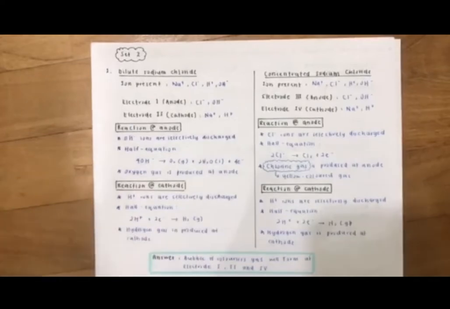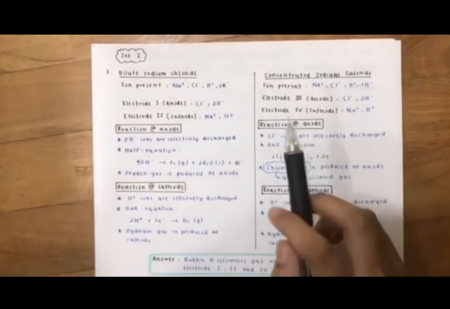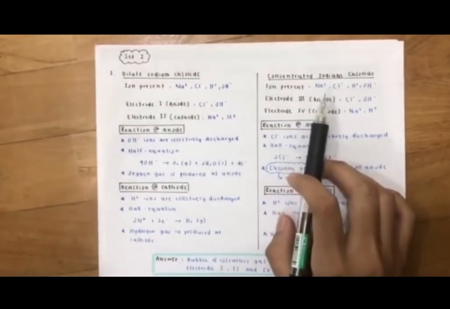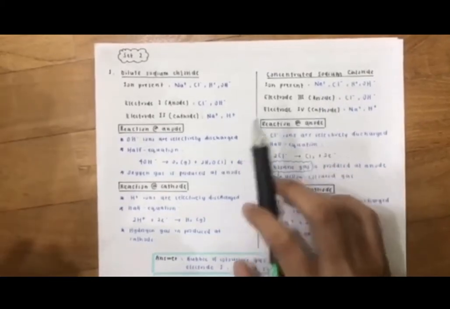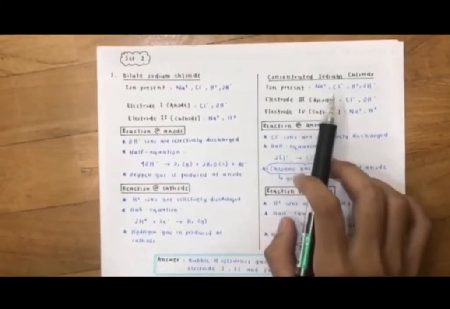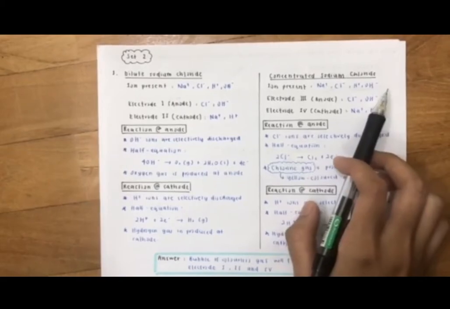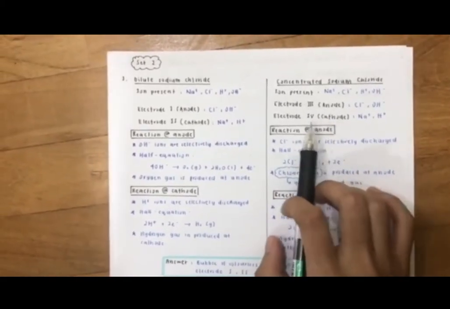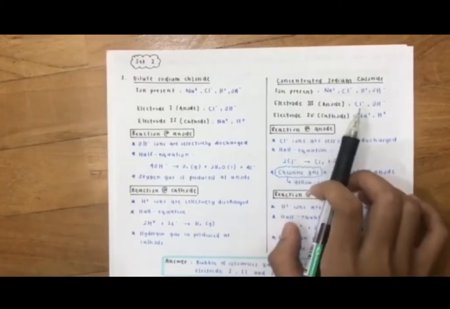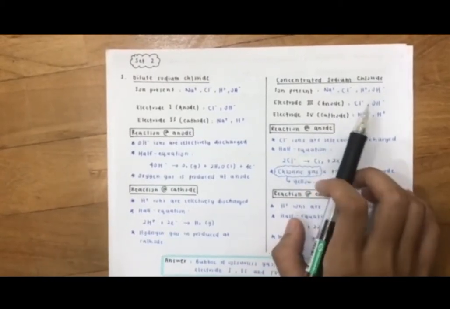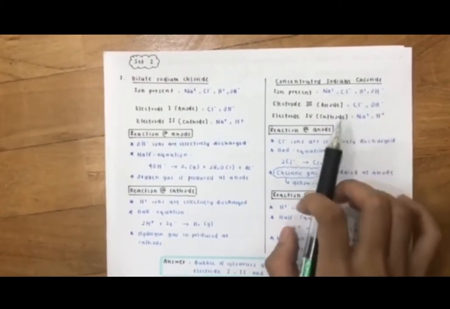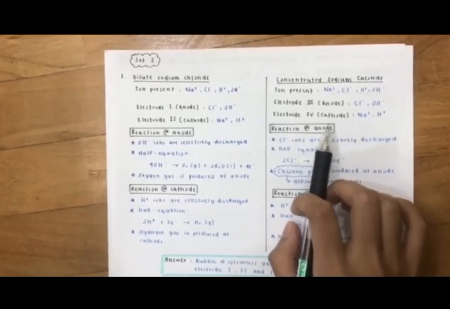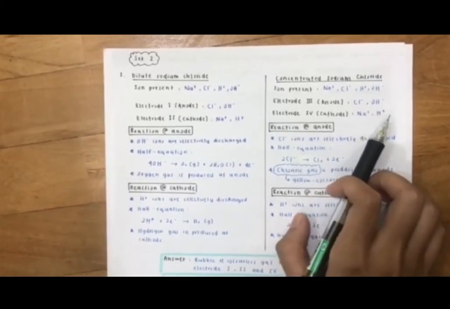Next, we'll go to concentrated sodium chloride. The ions present in concentrated sodium chloride are the same as in dilute, which are Na+, Cl-, H+, and OH-. And then the anode is electrode 3 and the cathode is electrode 4. And the ions that are attracted to the anode are Cl- and OH-. Ions that are attracted to the cathode are Na+ and H+.